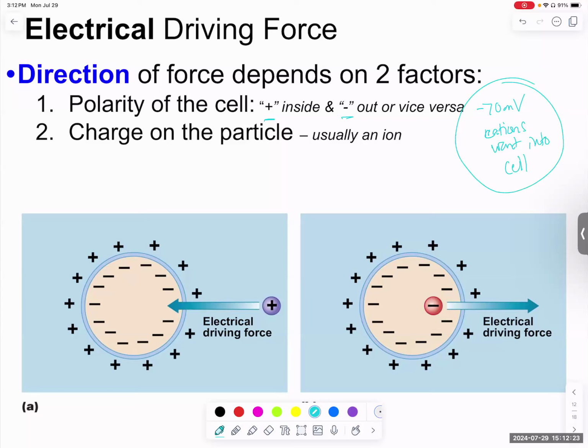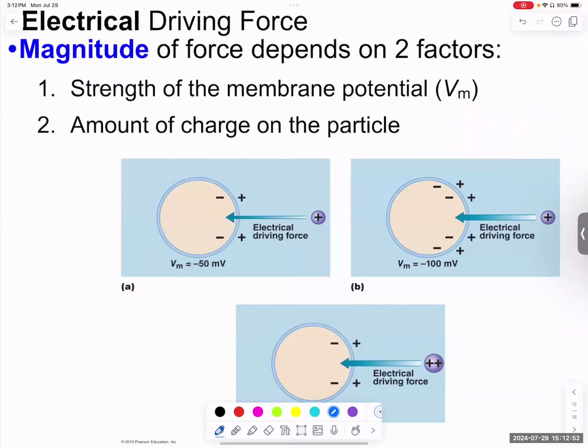Anions aren't going to come into the cell. There's already a bunch of negative anions inside, so more aren't going to come in. And then the charge on the particle: some cations have lost 2 electrons, and they have 2 more protons than electrons. So it's going to be double, say, what sodium has, which only has 1. So that's the charge on the particle. That's just an example. We really don't factor that in much for the things that we're going over in physio.